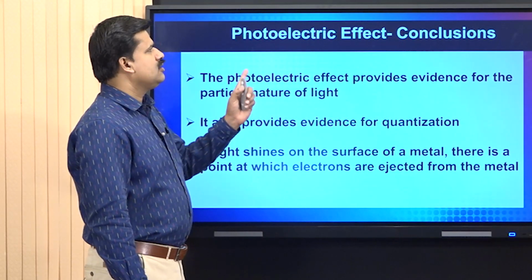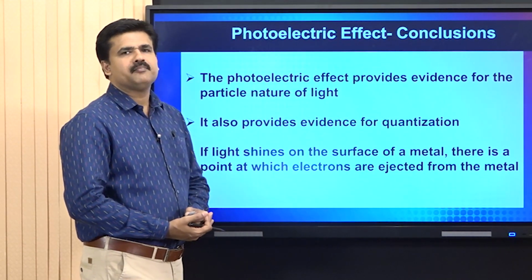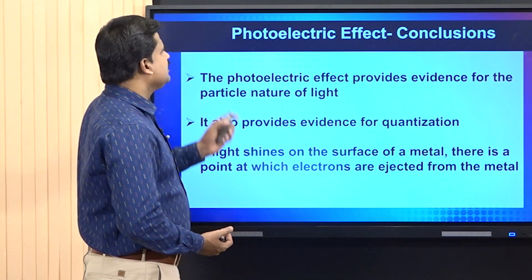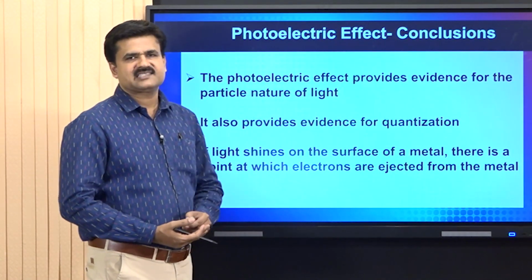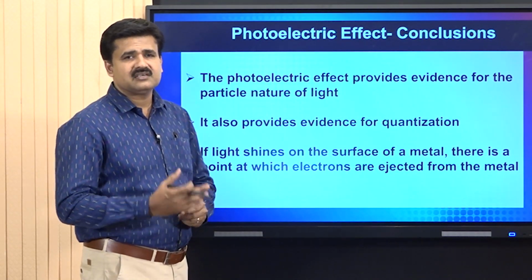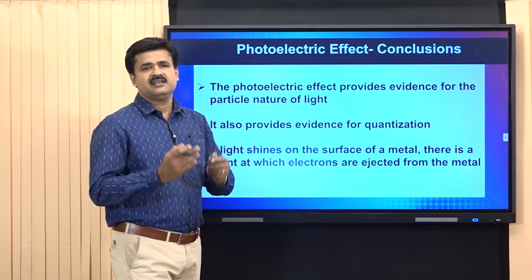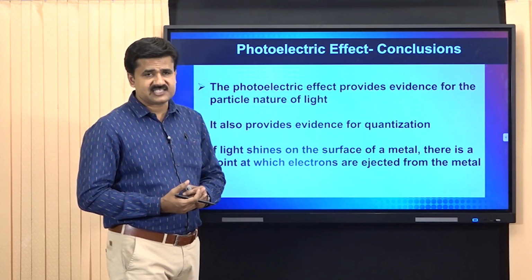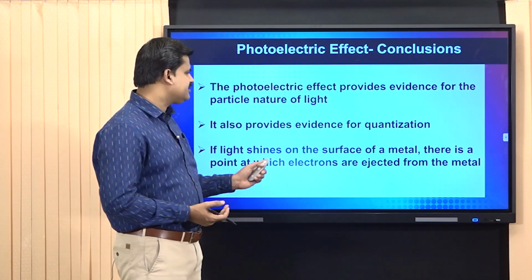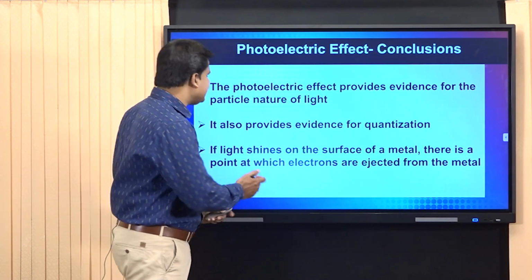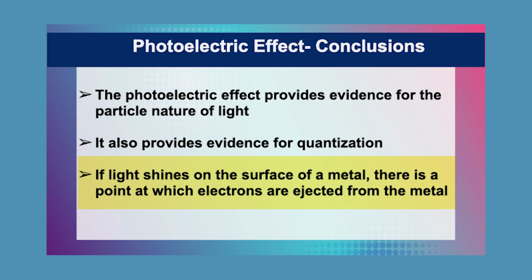Now, the conclusions based on the photoelectric effect. The photoelectric effect provides evidence for the particle nature of light. The photoelectric effect also provides evidence for quantization. If light shines on the surface of a metal, there is a point at which electrons are ejected from the metal.